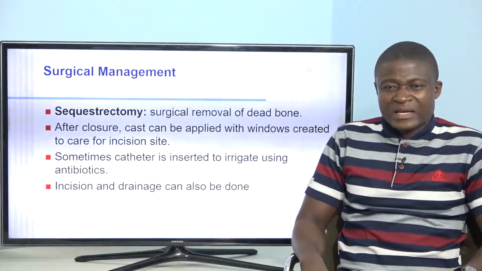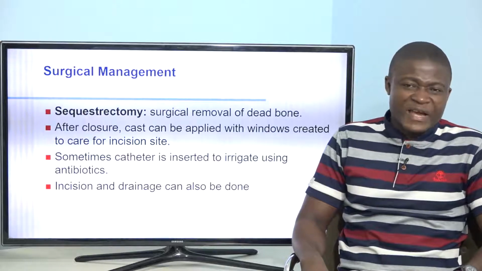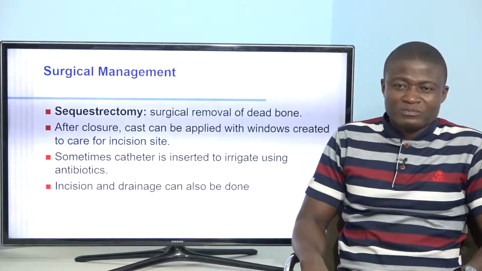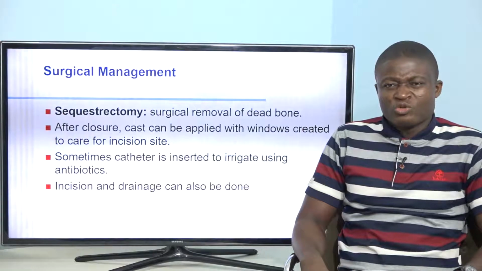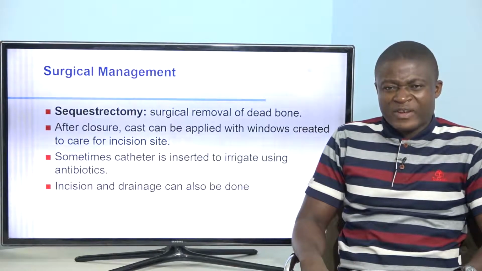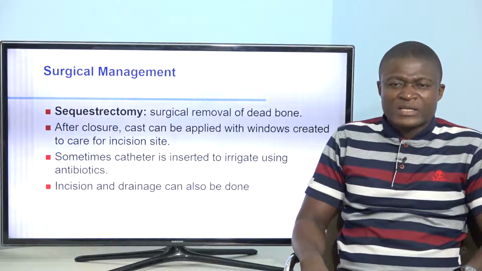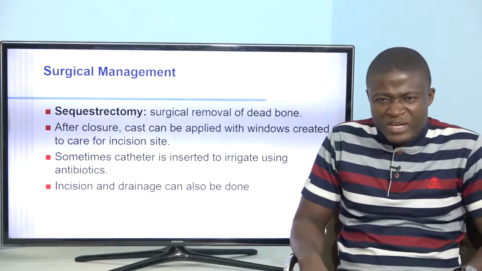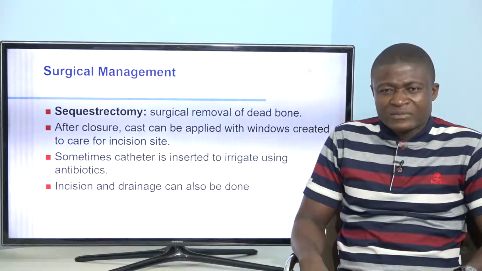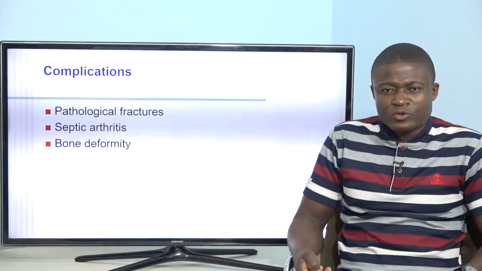After closure, cast can be applied with windows created to care for incision site. So when we were doing our cast application, we talked about windows or bivalving that can be done to ensure that there is not too much pressure created at the site, and also to have access to certain parts of the body that we can dress or take care of. Sometimes catheter is inserted to irrigate using antibiotics. Incision and drainage can also be done.